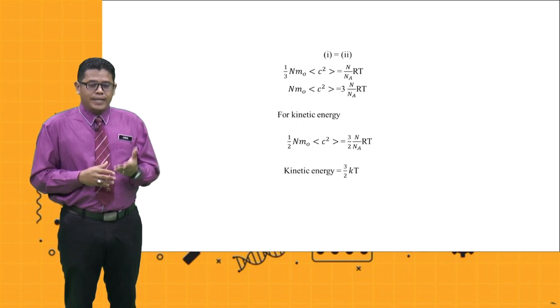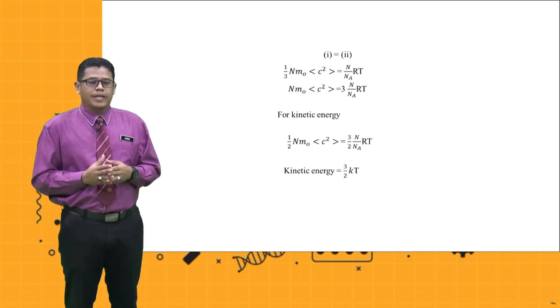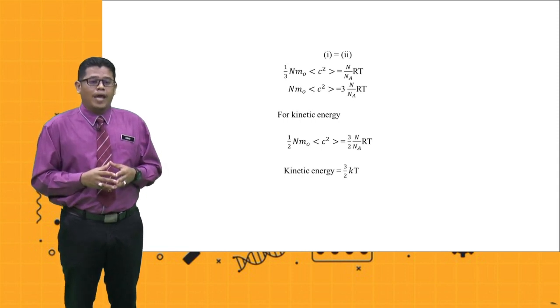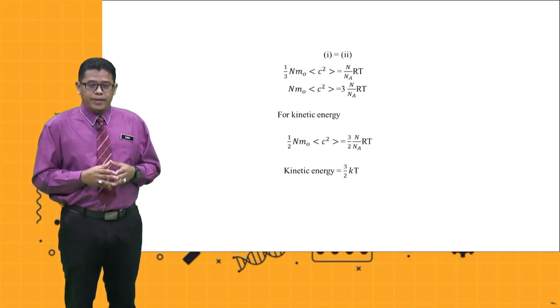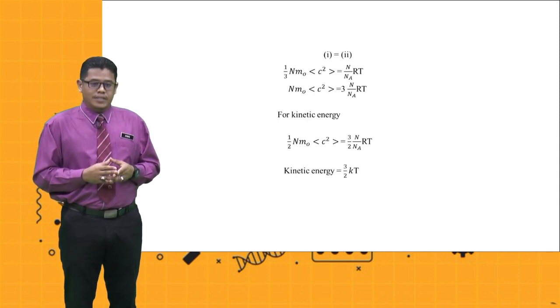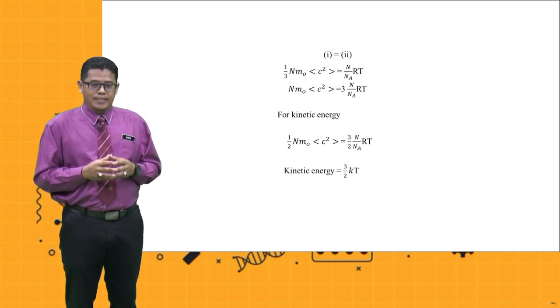And then for kinetic energy, it comes from half mv square. So we relate to half N m naught mean c square, and this will equal 3 over 2 N over N_A RT. And therefore, kinetic energy equals 3 over 2 kT.